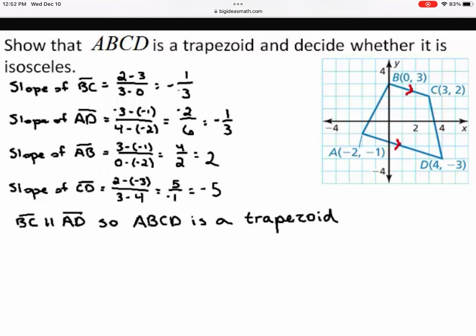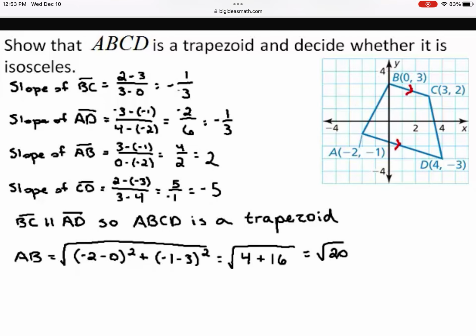So line segment BC is parallel to line segment AD, so ABCD is a trapezoid because there is exactly one pair of parallel lines. To determine whether the trapezoid is isosceles, you need to find the lengths of the legs.